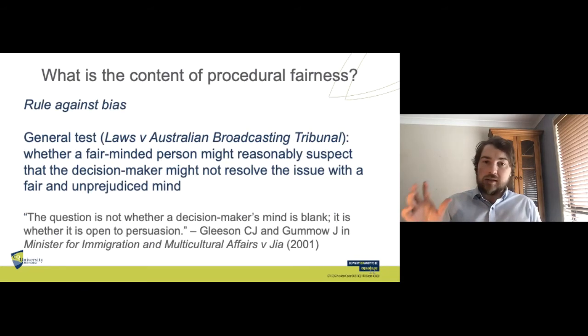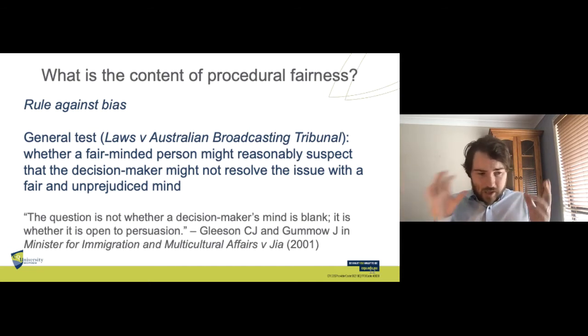The second key element of procedural fairness is the rule against bias. And the general test for that comes to us from Laws and the Australian Broadcasting Tribunal, which provides that the test is whether a fair-minded person might reasonably suspect that the decision maker might not resolve the issue with a fair and unprejudiced mind.